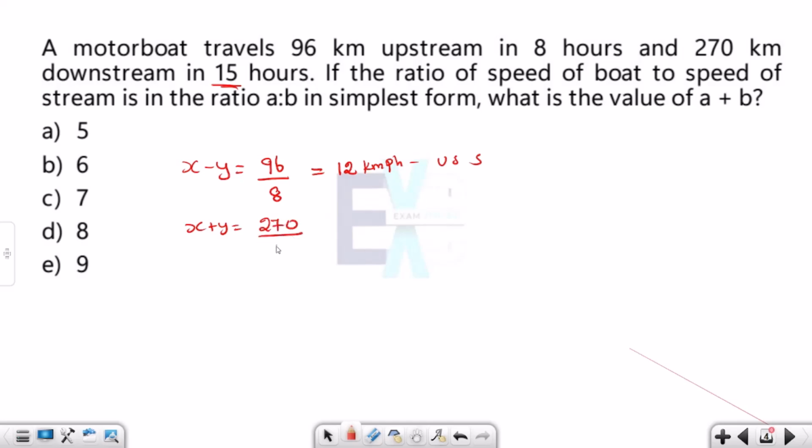270 kilometers. So in how many hours? 15 hours. So what is 270 by 15? We'll be getting 18 km per hour. So what is this? Downstream speed.